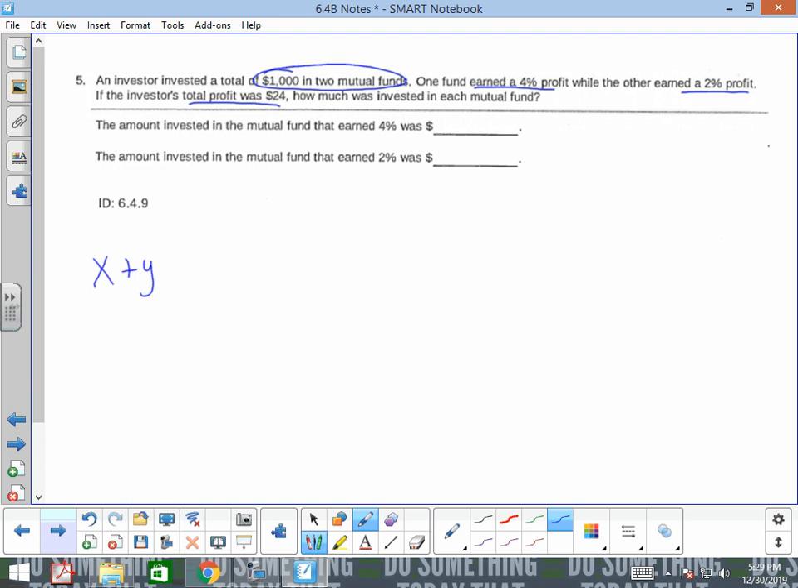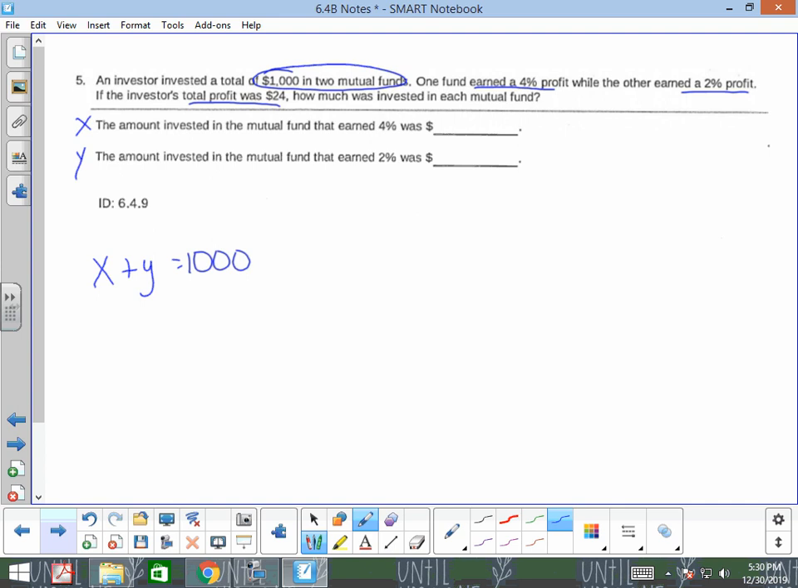So x plus y equals $1,000 in total. x is one of the funds, y is the other fund. Now, the 4% fund, we'll say that's x, and the y will be the 2% fund. So 4%, I'm going to make that a decimal, so that's 0.04x plus 2% is our y, so 0.02y. And when they did that, their total profit was $24.